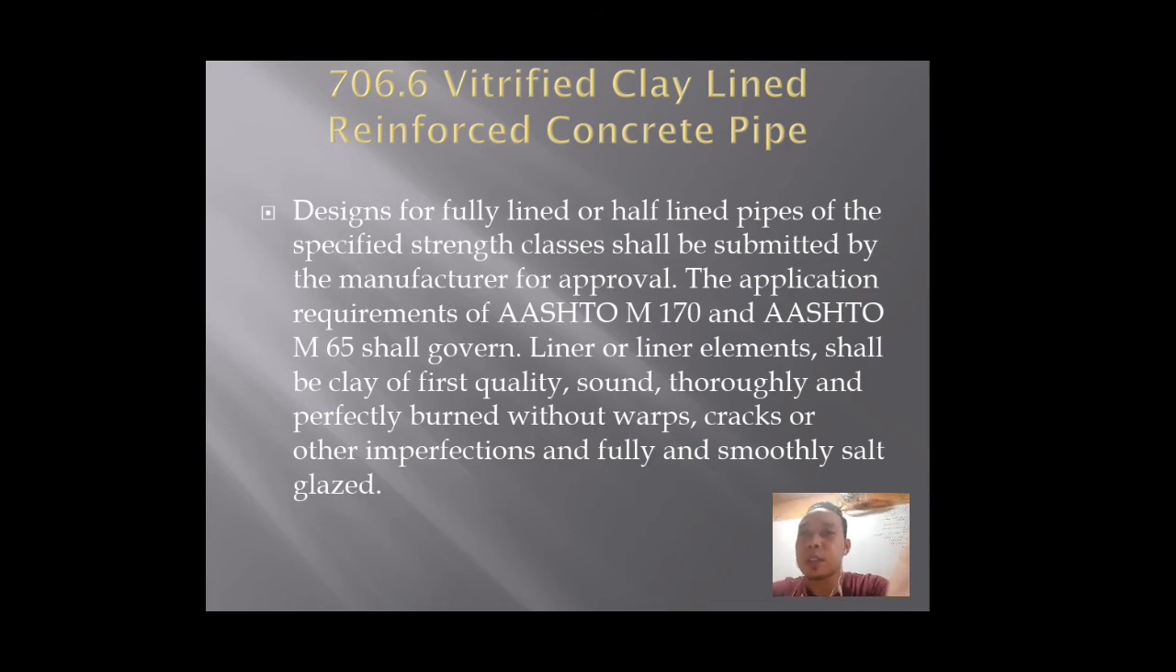Next one is 706.6, vitrified clay lined reinforced concrete pipe. The designs for fully lined or half lined pipes of the specified strength classes shall be submitted to the manufacturer for approval. The applicable requirements of AASHTO M170 and M65 shall govern. Lining elements shall be clay of first quality, sound, thoroughly and perfectly burned, without warps, cracks or other imperfections, and fully and smoothly salt glazed.